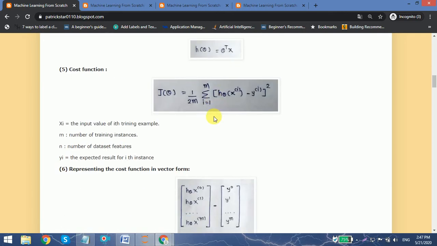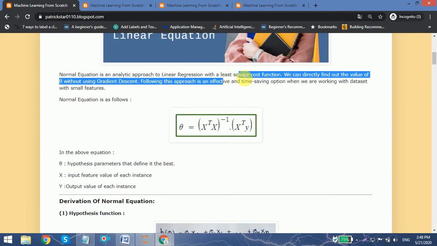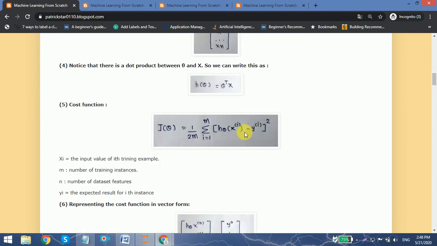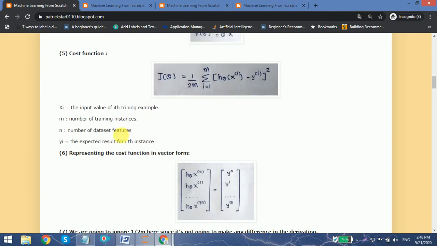The next one is the cost function, and as we previously saw, we are going to use the least square cost function here. The least square cost function is nothing but, here h theta of xi is the predicted value by our regression line, and yi is the actual output value, and we are going to sum it, or we are going to find the mean of it. Sorry, we are going to find the mean of its square, so it is the mean squared error function. Here xi is the input value, m is the number of training instances, or you can say the number of data points, n is the number of data features, or we can say the columns, and yi is the expected result for the ith instance. I think this is pretty easy to understand.